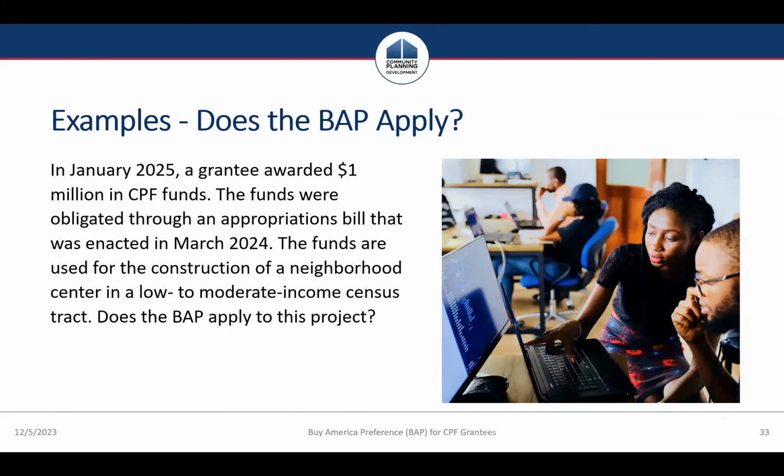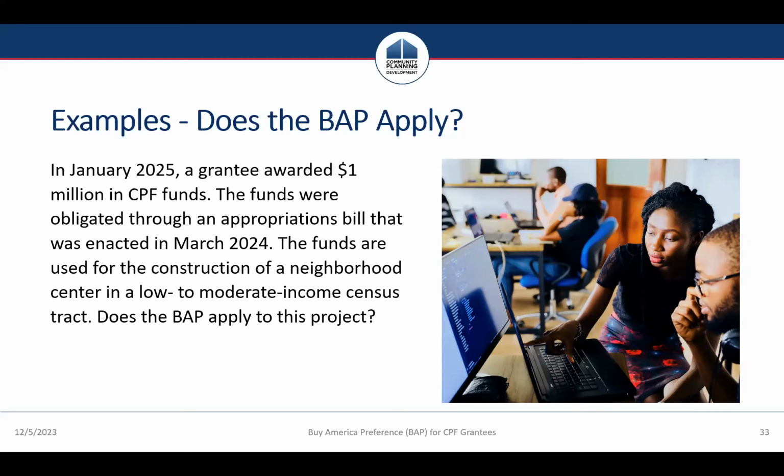So our first project example. In January 2025, a grantee awarded $1 million in CPF funds. The funds were obligated through an appropriations bill that was enacted in March of 2024. The funds are used for the construction of a neighborhood center in a low to moderate income census tract. Does the BAP apply to this project?